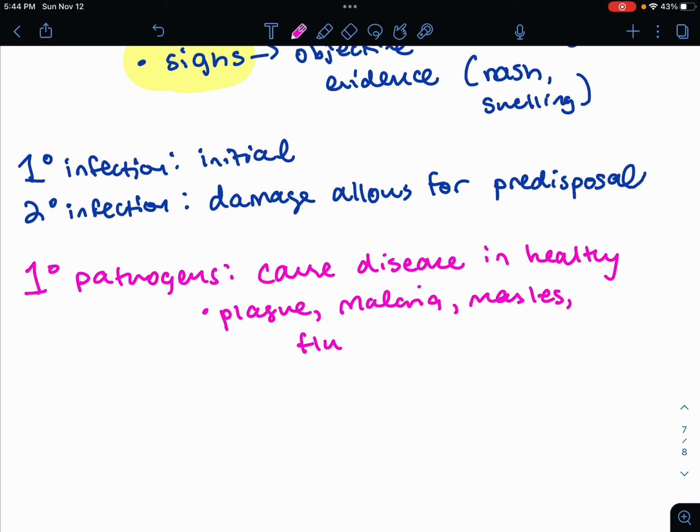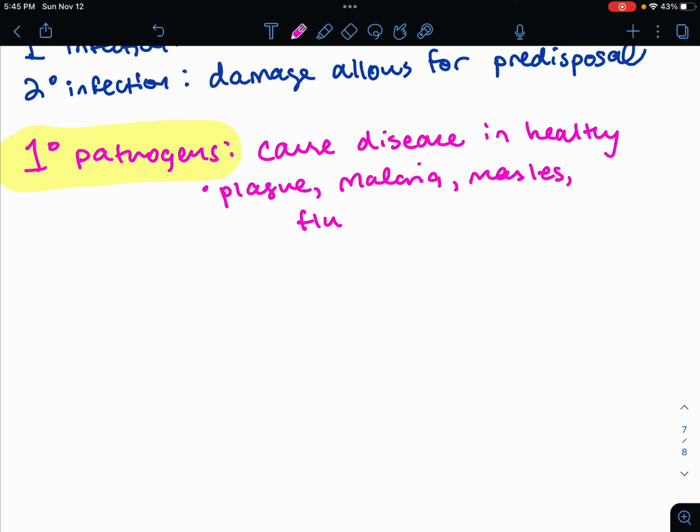Get your flu shots if you haven't yet, please. You want to stay ahead of these things, especially if it's a primary pathogen. You need to get that flu shot, especially in this season when I'm making this video. As well as your COVID, I know they updated the boosters recently.